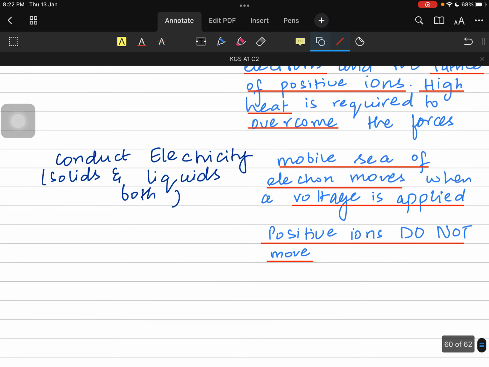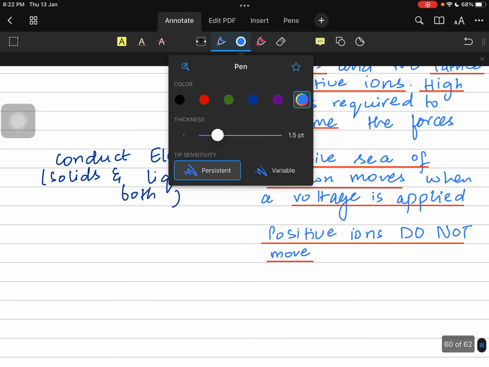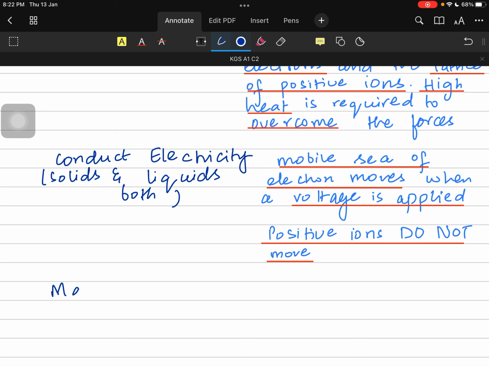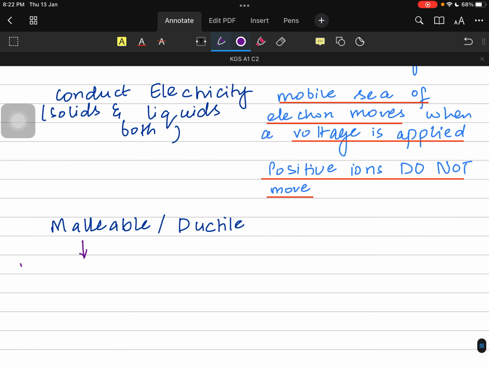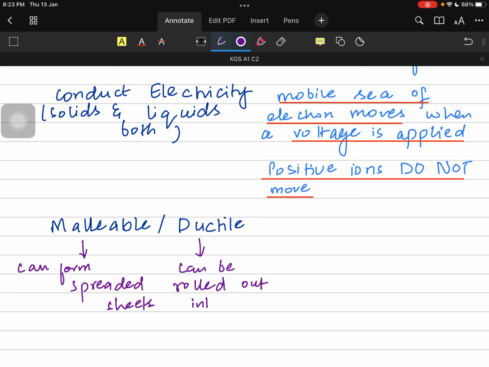One thing that is unique to metals is their malleability and ductility. They are malleable and ductile. Now what's the meaning of those words? The word malleable means can form spread-out sheets. Ductile means can be rolled out into wires. So the whole idea of making sheets or wires is that they are flexible.